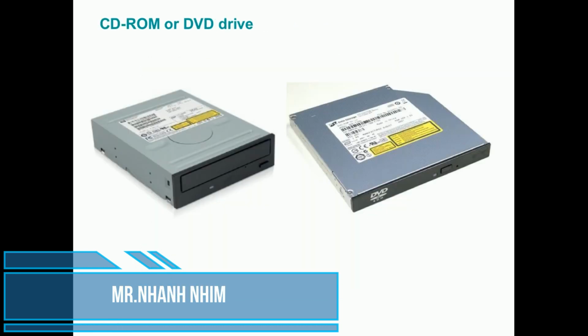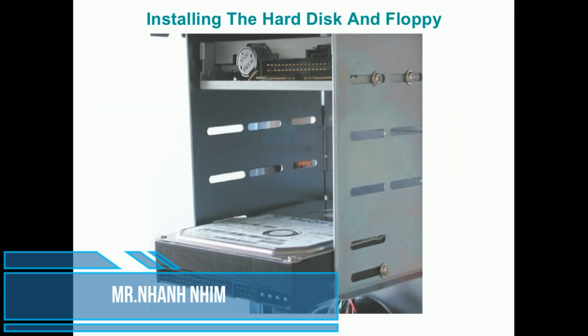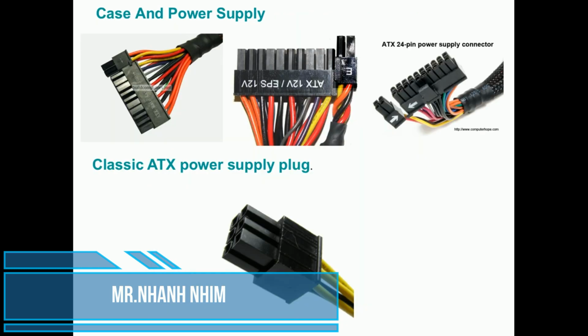This is we can say the CD-ROM or DVD drive. Yeah? This one we can say is the hard disk or floppy. Some students say floppy and hard disk. Okay, this one we can say cable and power supply. We can count some power supply here. We have a lot of minis or coolers for the power supply, and we can see the ATX power supply plugs.